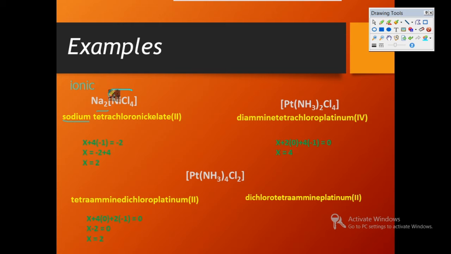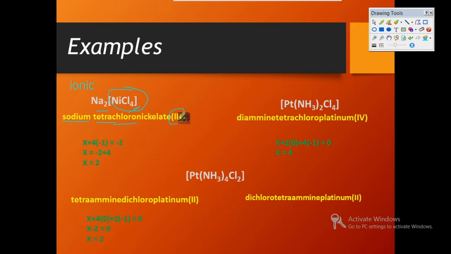Then we come to the naming of this part, the complex NiCl4. While naming the complex part, the ligand is named first. So first I have to write the name of the ligand, chloro, and you see there are 4 chlorine atoms attached here. Therefore I have to use the prefix tetra: tetrachloro. Then there are no more ligands here. Therefore the name of the metal comes next as nickel, nickelate, and the oxidation state is represented here as 2 in the numeral. And you know how to find the oxidation state.